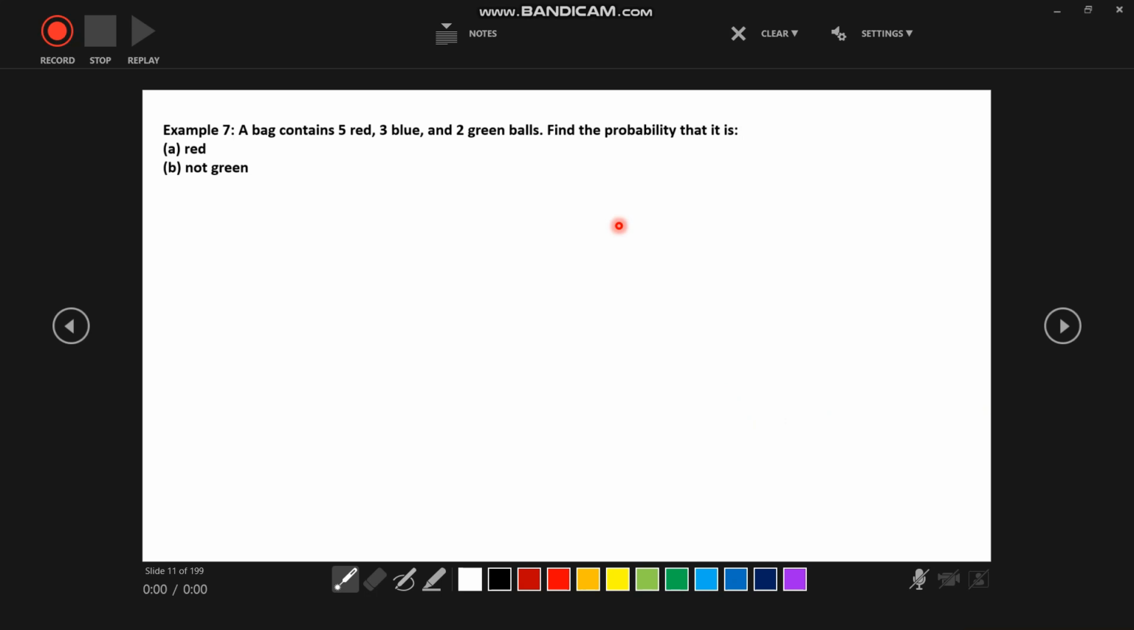Now, the first thing we need to do is to determine our sample space so that we will know the total number of possible outcomes. But this question is straightforward. The total number of possible outcomes, n(S), will be 5 plus 3 plus 2. So this will give us 10. Total number of possible outcomes will be 10.